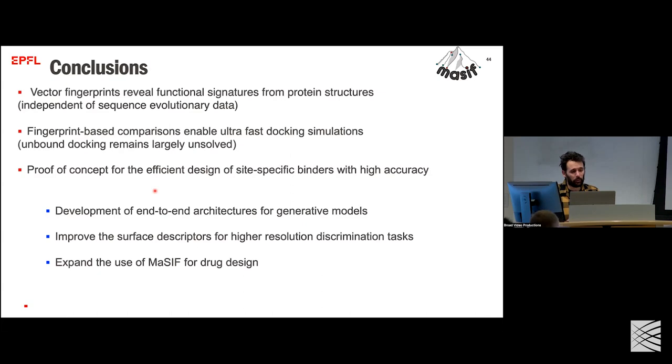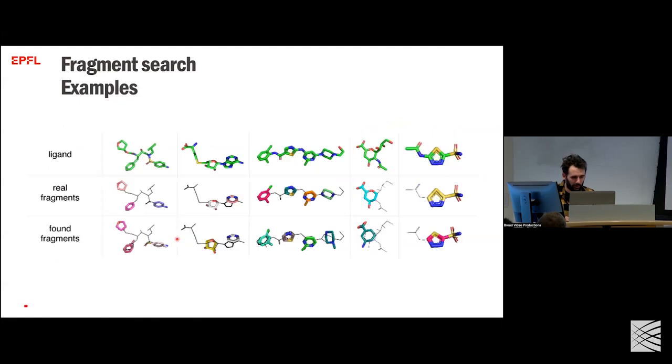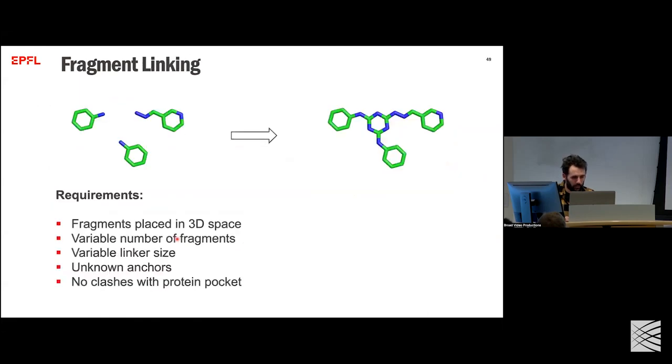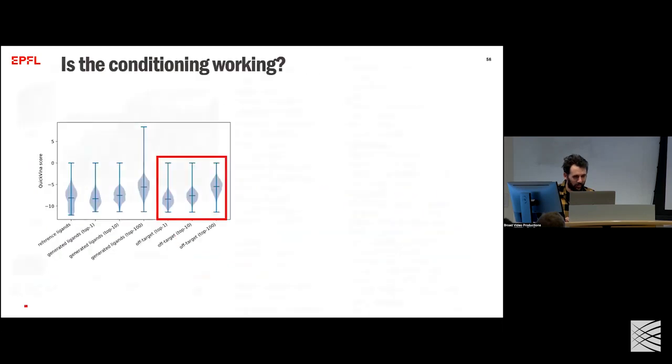as in the future, there's a lot of work to do. So in terms of getting architectures that are much more properly designed in terms of being end-to-end rather than what we have right now, improving the surface descriptors for different types of tasks, and also using this kind of idea for drug design. So I won't tell you much about drug design today, and I will essentially jump to the most important slide.